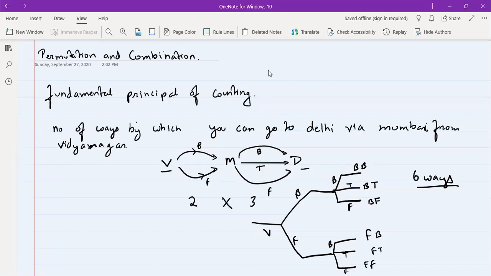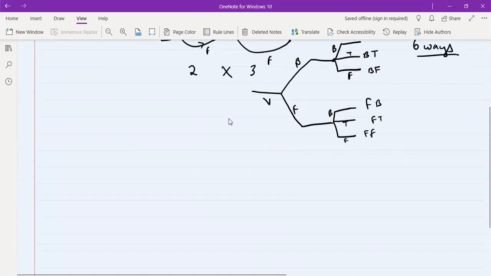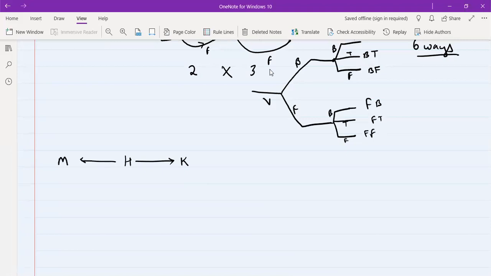We just multiplied these two, right, everyone? Now, just take another scenario. Let's keep Hyderabad. Now, from Hyderabad, someone needs to go to Kolkata, and then someone needs to go to, suppose, Mumbai.